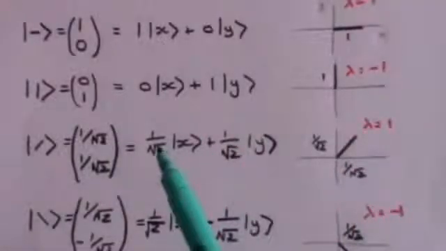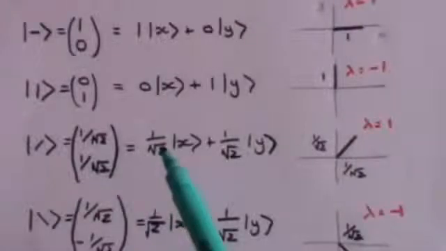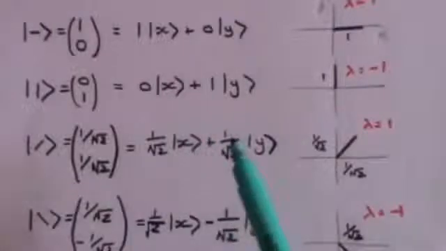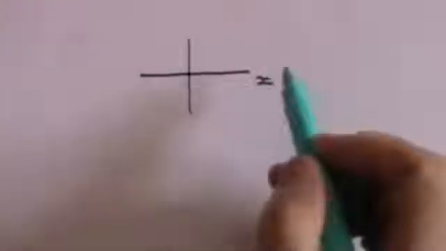I think you can see that what we're going to end up with on the graph over here is a vector which is going to be at an angle theta to the horizontal, and it's going to be of length 1, and it's going to be made up of some probability amplitude times the x basis plus a probability amplitude times the y basis.